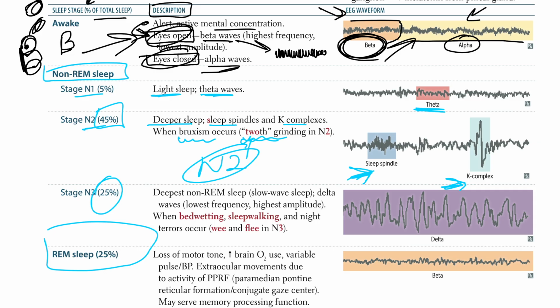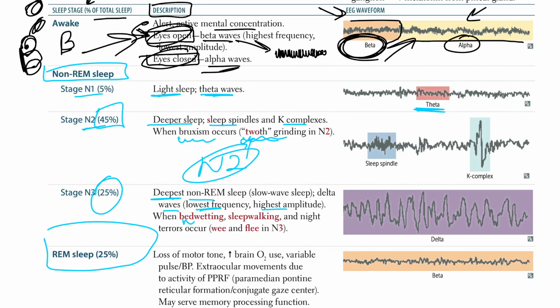N3, which is about 25%, is the deepest non-REM sleep, which is slow wave sleep. Delta waves: lowest frequency, high amplitude. Look at the low frequency. It's not like this, it is spread apart. That's low frequency. High amplitude, it is touching the top almost everywhere. That's the high amplitude, and that's the delta waves. Low frequency, highest amplitude.